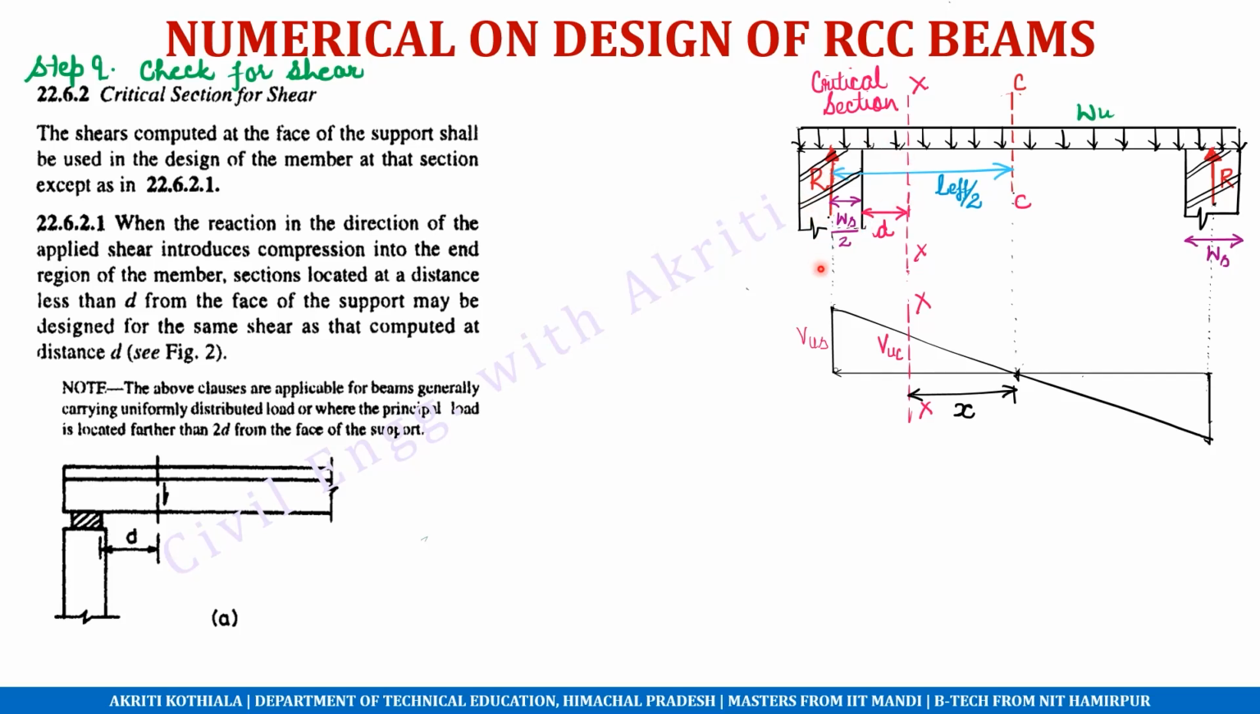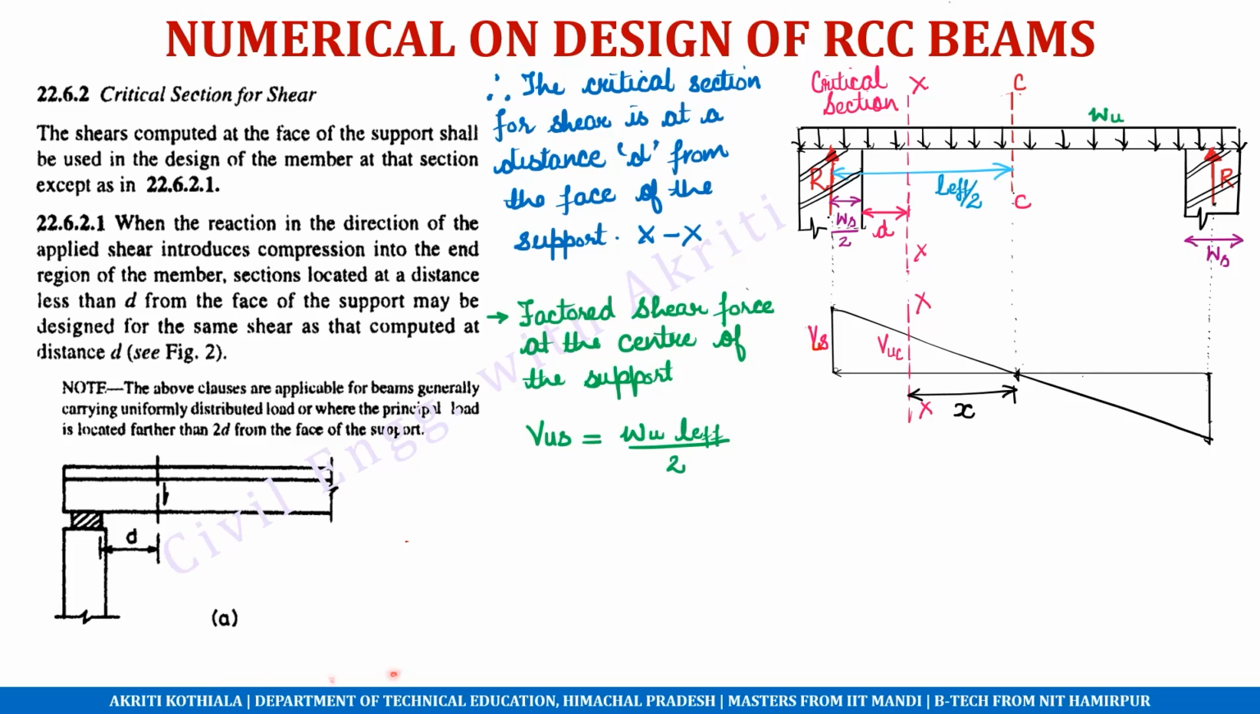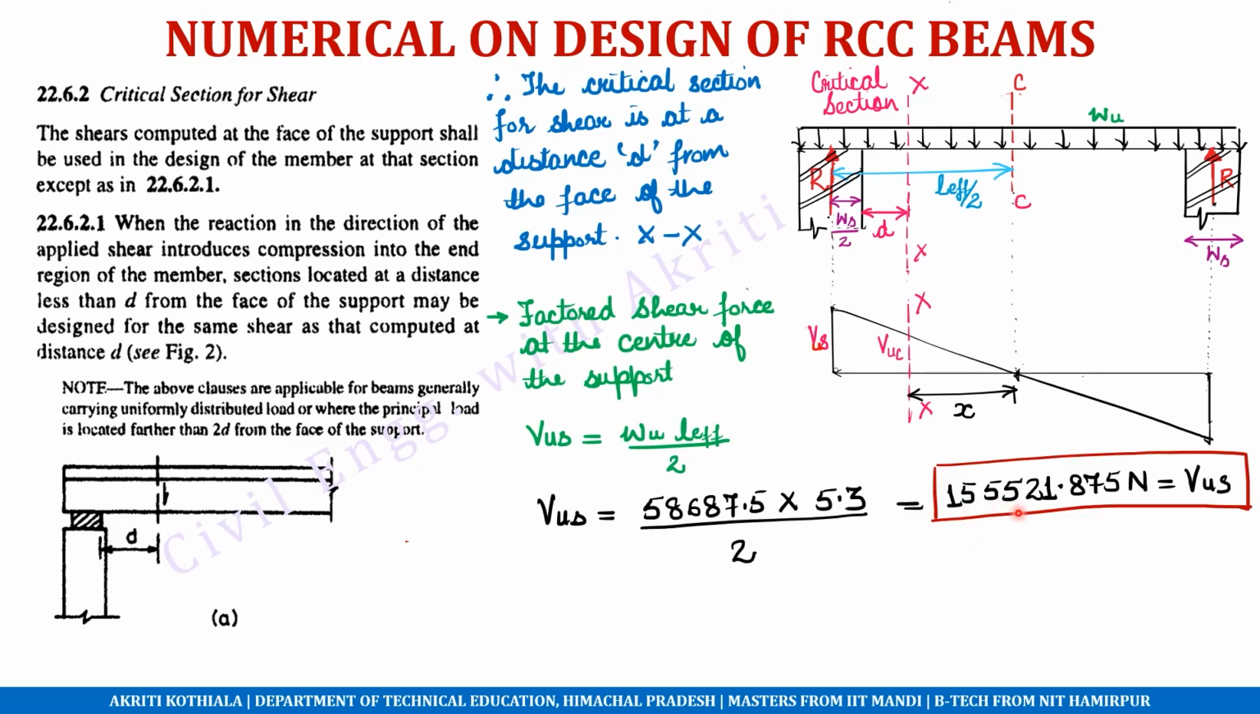So when we are checking for shear, we have to carry out multiple calculations to first calculate the design or the factored shear force, and then calculate this factored shear force at the critical section. So let's do that. First we'll calculate the factored shear force at the center of the support at this location. So at the center of the support, VUS is equal to WU into L effective by 2, or WL by 2. So this calculates to be equal to 155,521.875 Newton, or 155.5 kilonewton. So this is the value here.